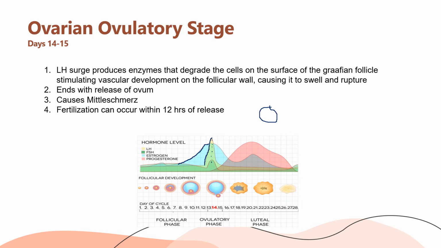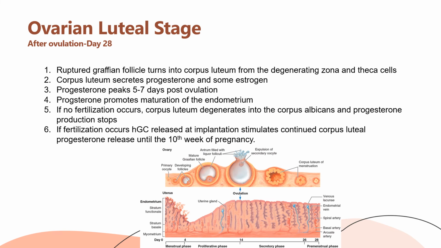So the ovulatory stage only really lasts about 1 day. So days 14 and 15 during that luteinizing surge, that's going to be your ovulatory stage. Immediately after that, we enter the luteal stage. So we no longer have a follicle. It ovulated. Now we have a corpus luteum. So that ruptured Graafian follicle turns into the corpus luteum, and the degenerating zona and theca cells will go ahead and start producing progesterone with some estrogen.